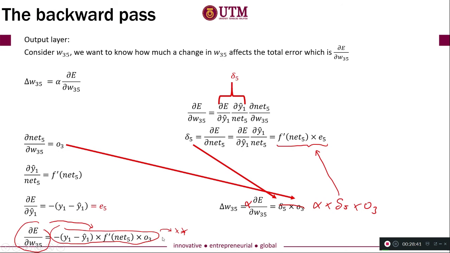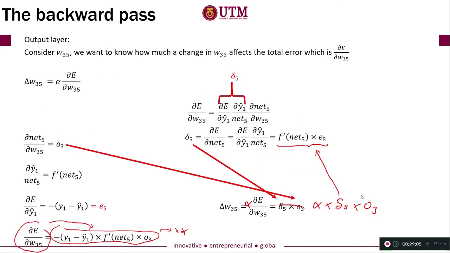Okay, why do I make you suffer by introducing another variable or notation, delta 5 and E5? Because later we will use that to generalize all the equations. That is the purpose. Just remember that is the purpose of generalizing everything. We will see that later.